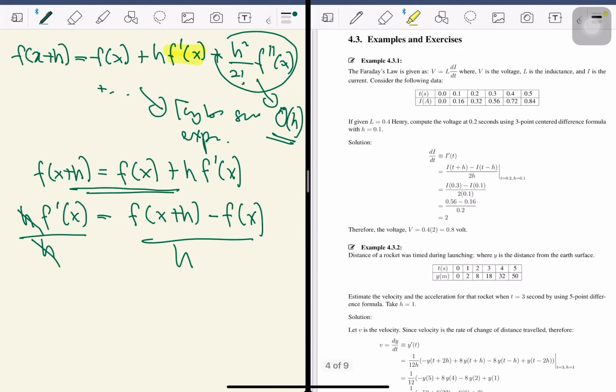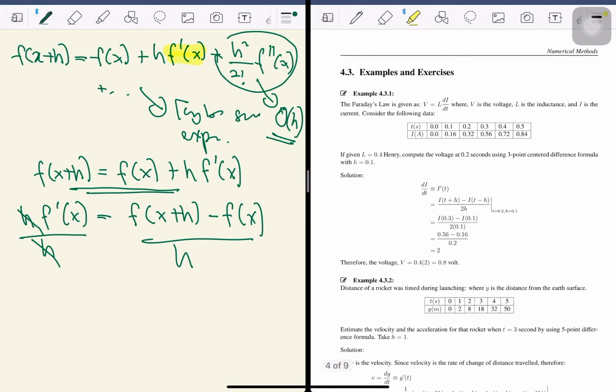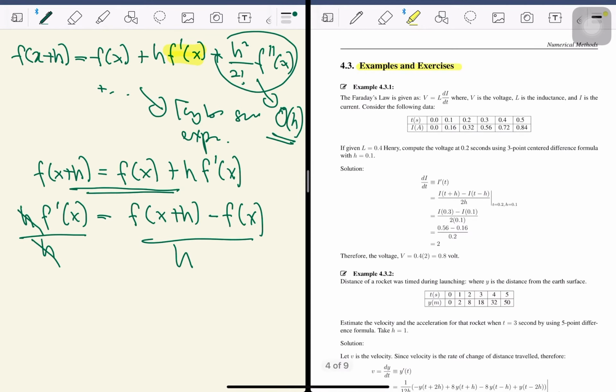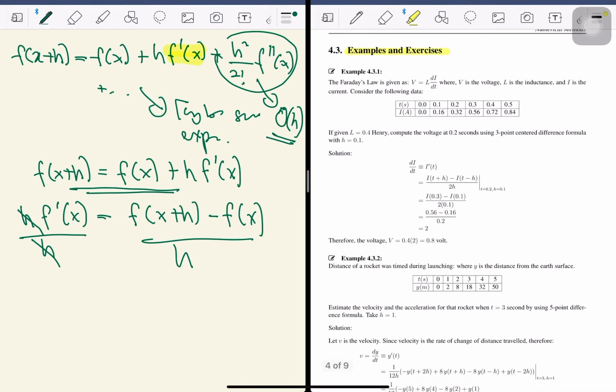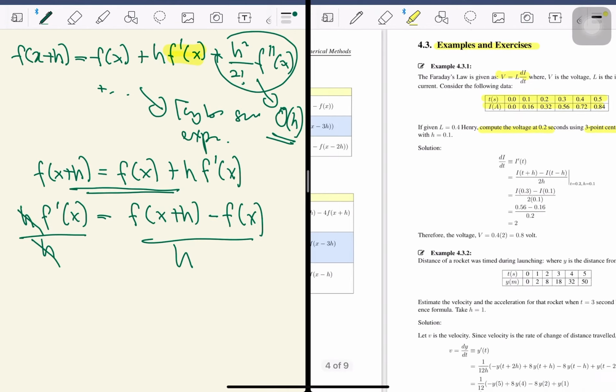Let's see this example and exercise. They give that Faraday's law is given by this one, and then you got this set of data. The question says that if L is equal to 0.4, compute the voltage at 0.2 using the 3-point centered difference formula. So take a look at this one.